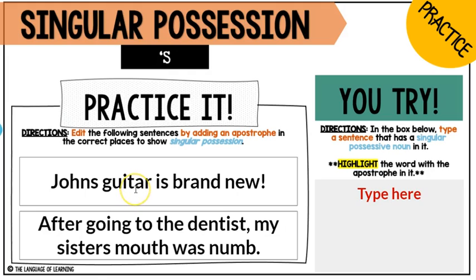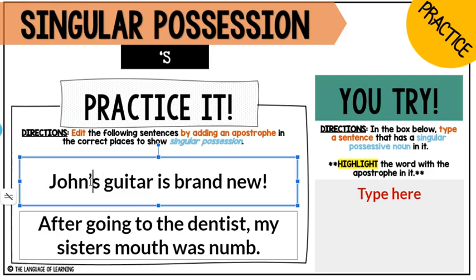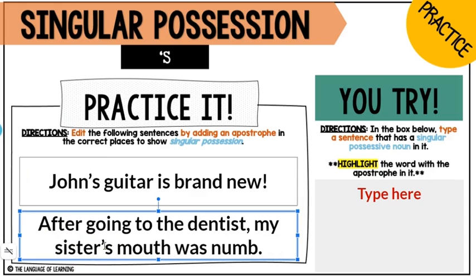Okay, so we've got to edit the following sentences by adding an apostrophe in the correct place to show singular possession, meaning one person owns it. So in that case, remember, it's going to go before the S. John's guitar is brand new. And the next one, after going to the dentist, my sister's, between the R and the S, because it's before the S, mouth was numb. Sister is a noun. She's owning her mouth. John is a noun. He's owning the guitar.